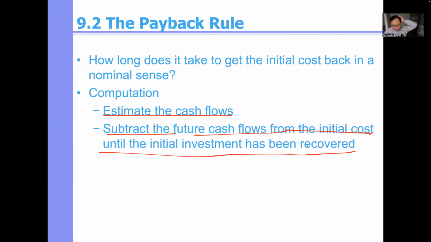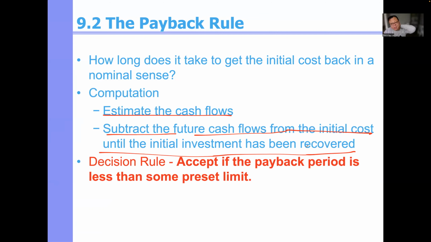So what does this mean? I'm going to show you. And then you're going to accept the project if the payback period is less than your benchmark. If your benchmark is, I need to recover my initial investment in 3 years, and then once you go through the cash flow, you realize it's going to take 4 years to get back all my initial investment. In that case, you will not accept it because you are setting a benchmark of 3 years.